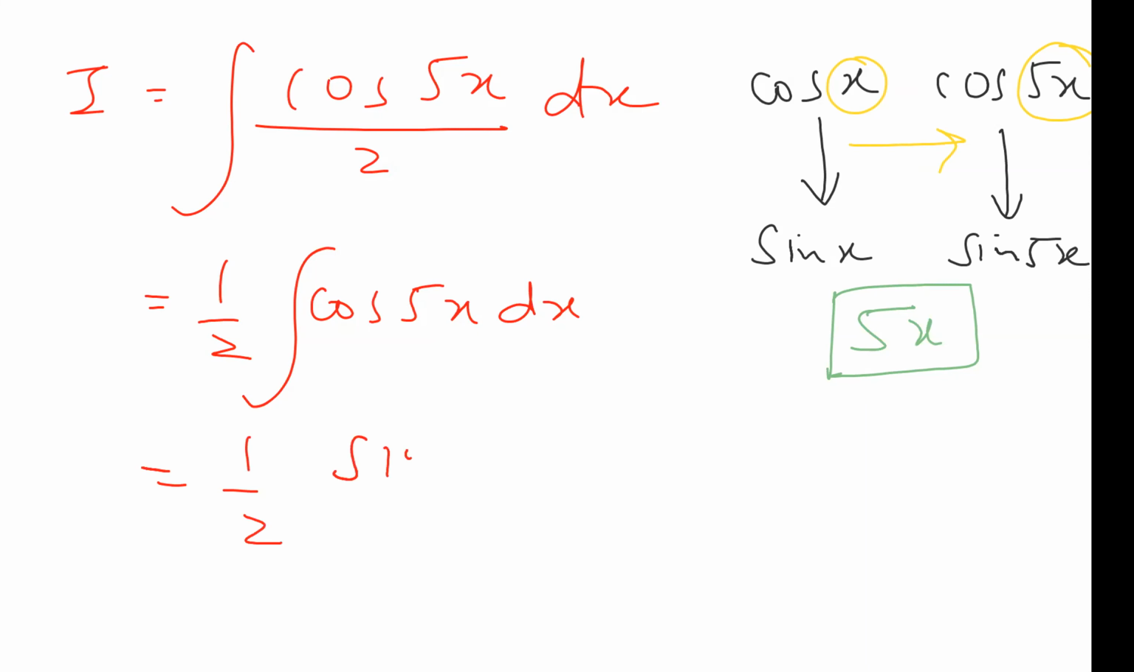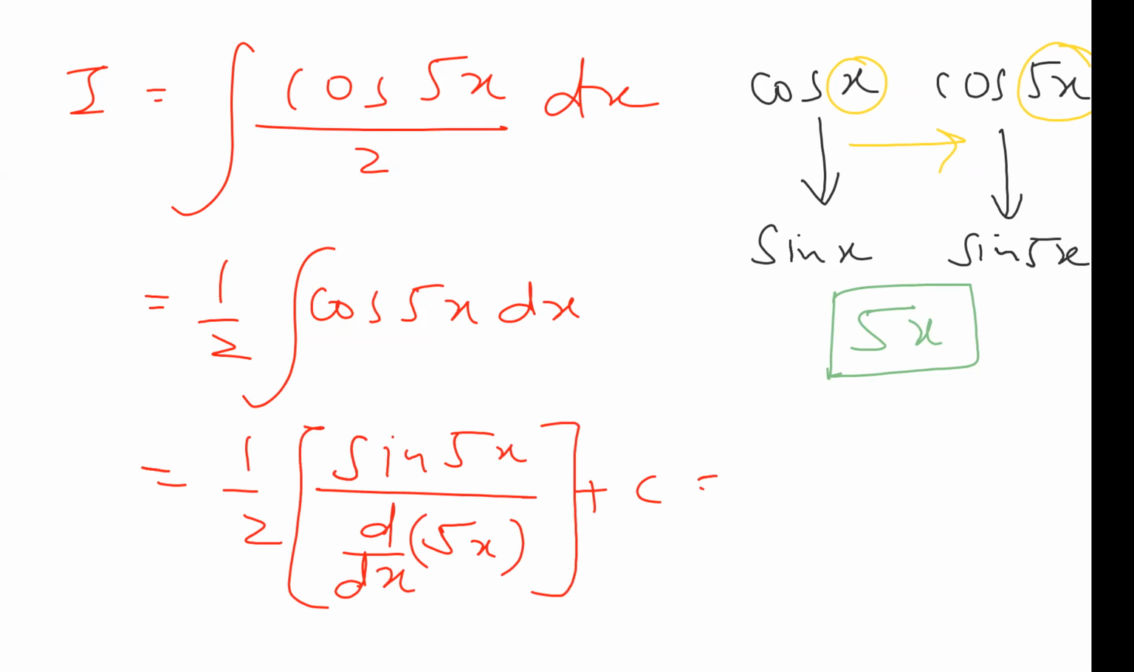So this is sin 5x upon d by dx of 5x plus c. Sin 5x upon the derivative of 5x. Now this is the derivative part. 5 into 2 will be 10, plus c. Now just a brief understanding about what the c is. Once you finish writing this, we'll try to understand what this c is all about.